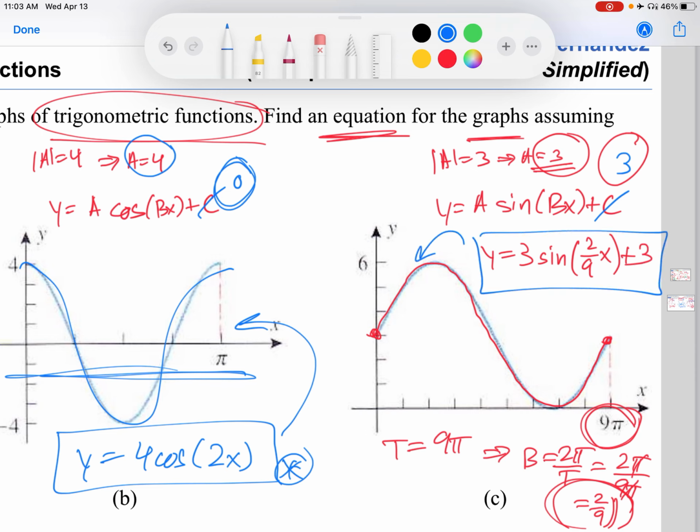And once again, we'll double check. Encourage you to do that by graphing it somewhere and just verifying that graph over the interval from 0 to 9 pi in x looks just like that.